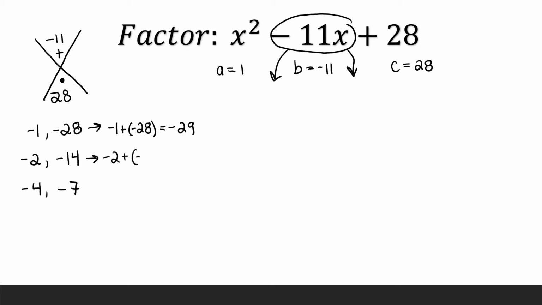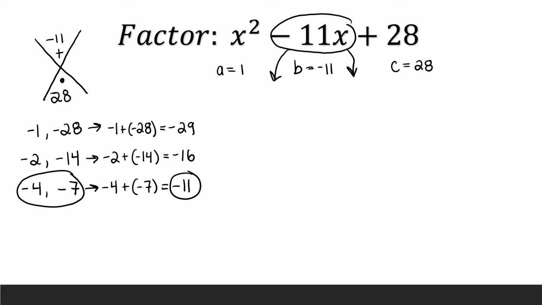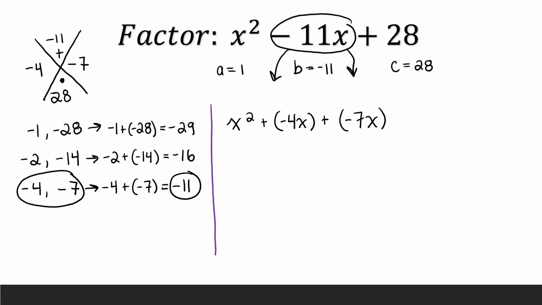Negative 2 plus negative 14 is equal to negative 16. Also not the pair we need. Negative 4 plus negative 7 is equal to negative 11, which is what we were looking for. So the two numbers that solve our puzzle are negative 4 and negative 7, and these are the coefficients that we'll need in order to use the grouping method. So we have x squared plus negative 4x plus negative 7x, because negative 4x plus negative 7x gives us that negative 11x that we just split up, and then plus 28.